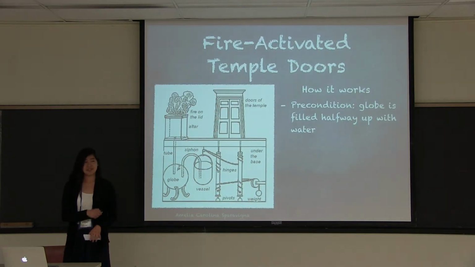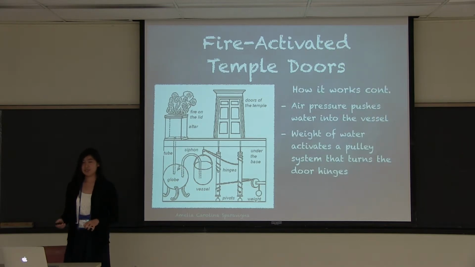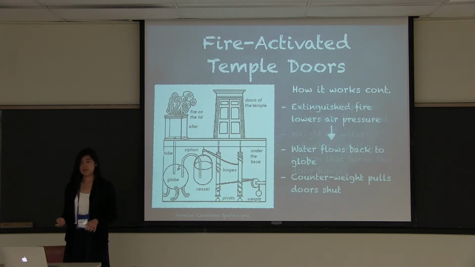Now here it didn't stop with a holy water dispenser for church inventions. He decided to make fire-activated temple doors. How this worked was, first of all, you would have to fill the globe halfway up with water, and to open the doors, you would light the altar with fire. This would cause the air pressure inside the altar and the globe to increase. Once that happened, the water inside the globe would travel into the vessel, the weight of it would pull it down and activate a pulley system that would turn the hinges of the door, helping it open.